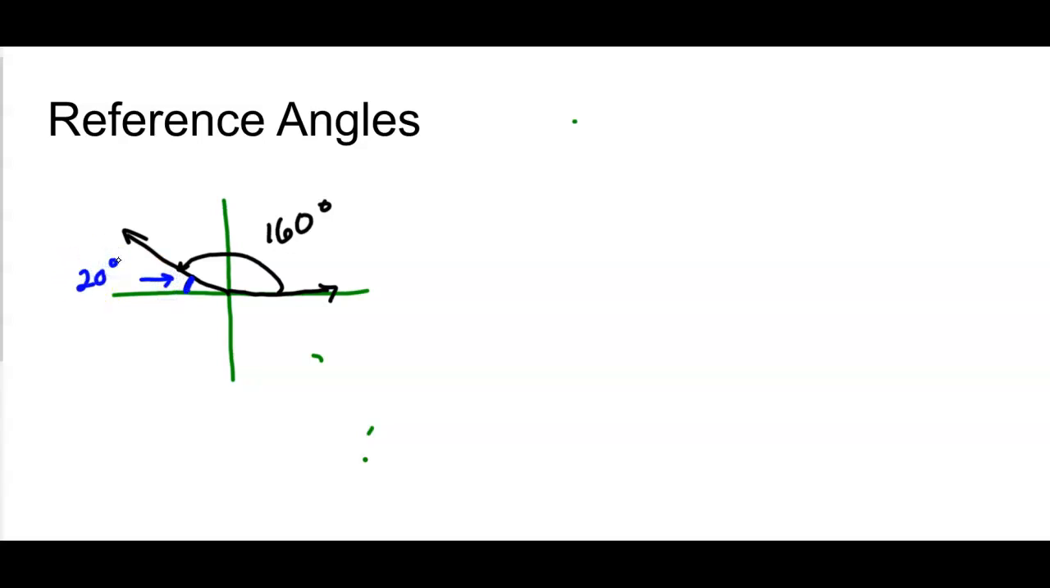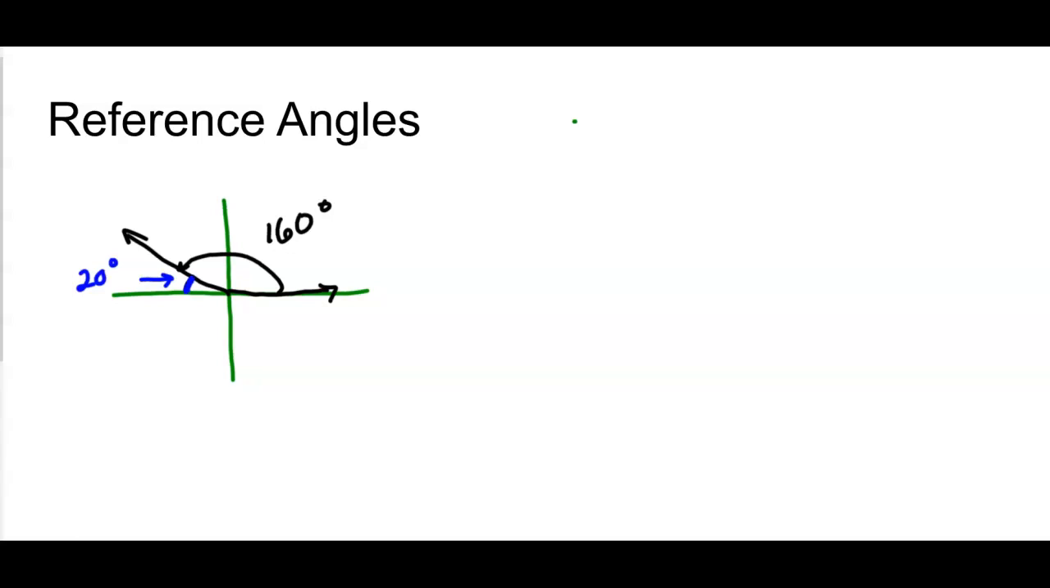So the reference angle, you're looking for a reference angle to be between 0 and 90 degrees, or 0 and pi over 2. And in this case, you'd get a 20 degree reference angle. So a lot of times we wind up in a different quadrant, quadrant 3 or 2 or something, and we want to get that reference angle for different reasons, okay?